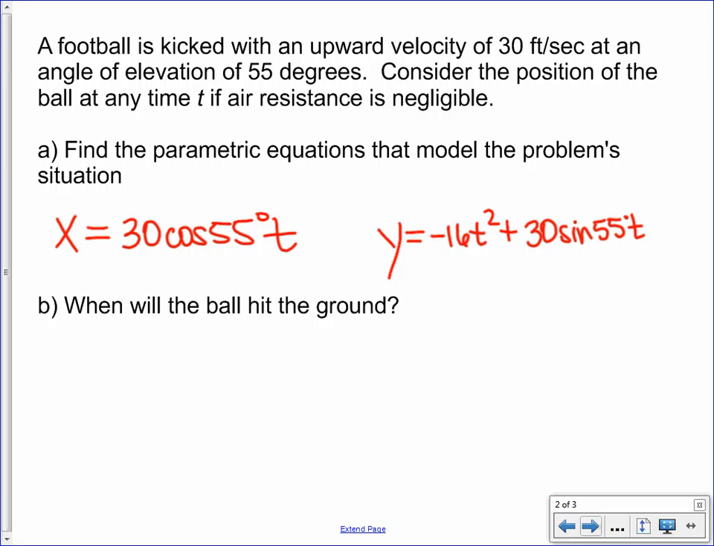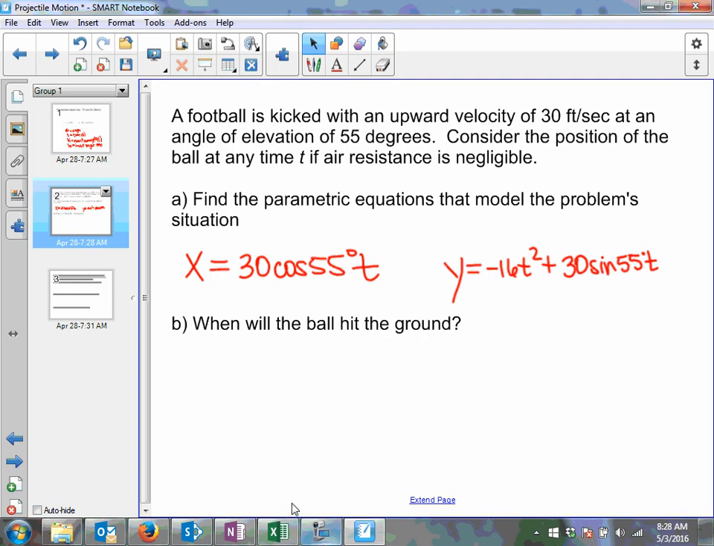what was the initial height again? What is the initial height? Does it say anything about it being kicked from a certain height? Okay, so we're going to assume that it's being kicked from the ground. So our initial height, we're going to say is plus 0, which we don't have to write. Okay. Now, for fun, I'm going to show you this in the calculator.